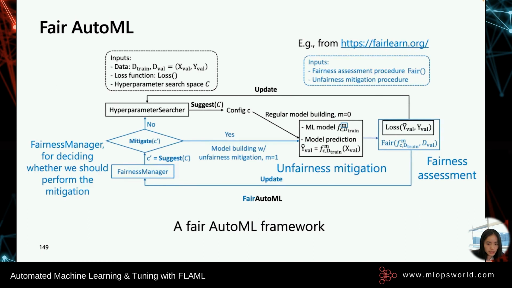This framework is quite general and is compatible with most existing fairness definitions and unfairness mitigation techniques, and also most of the existing hyperparameter searchers. This is a very desirable feature because fairness definition is usually very context and application dependent. So different people and different use cases may want to use different definitions and different unfairness mitigation techniques. This framework allows you to do it very conveniently.